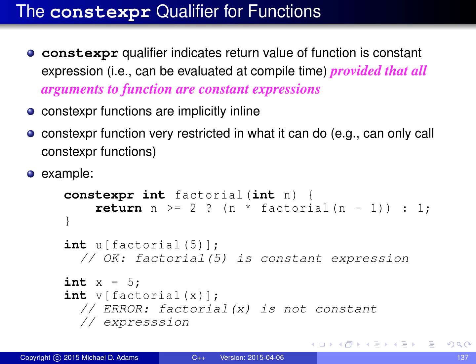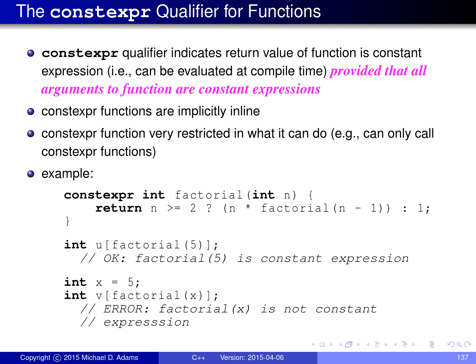And if we apply the constexpr qualifier to a function, essentially what that indicates is that the return value of the function is a constant expression, provided that all of the arguments that are provided to the function are also constant expressions. And this proviso is important. This is only true if all of the arguments provided to the function are constant expressions. So another way of looking at this is if all the inputs to the function are known at compile time, then the return value is also known at compile time. And constexpr functions are implicitly inline, and they're also quite restricted in what they can do.